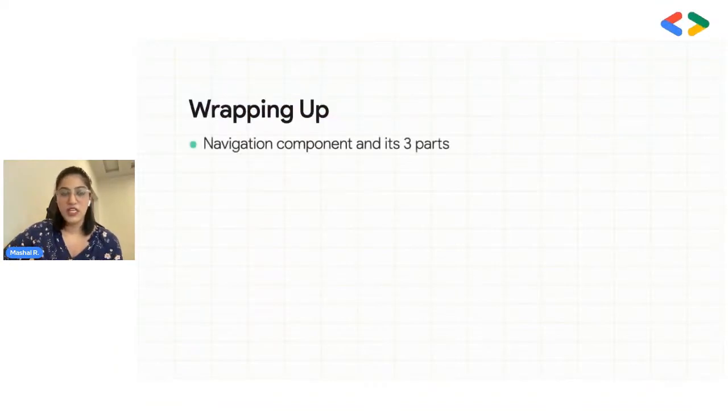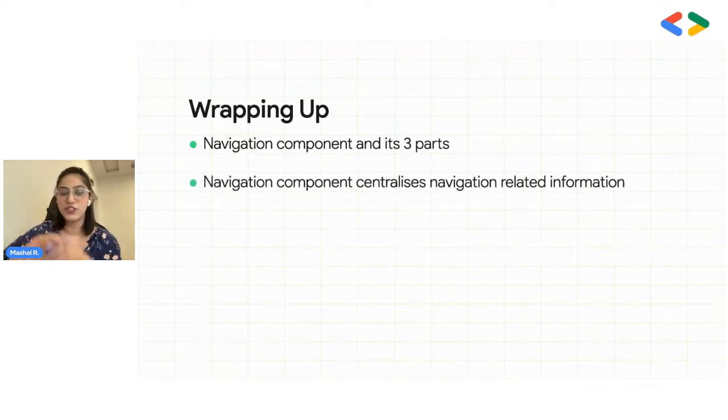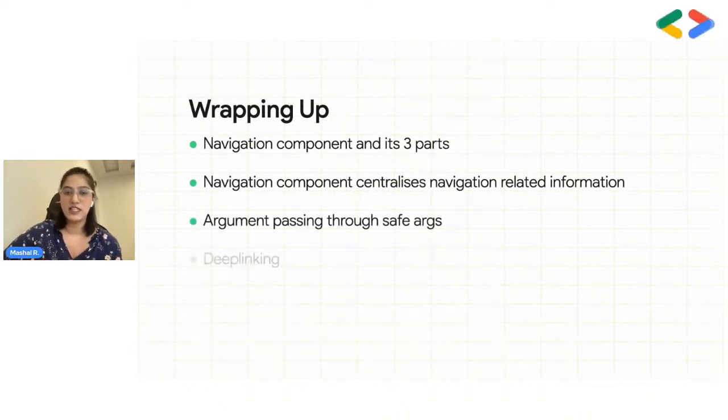So wrapping up, this is pretty much it for my presentation. We talked about what the navigation component is. It has three parts, which are NavHostFragment, Navigation Graph, and Nav Controller. Then we talked about how the navigation component centralizes all the navigation related information and how to pass data through Safe Args. Lastly, we also talked about deep linking.